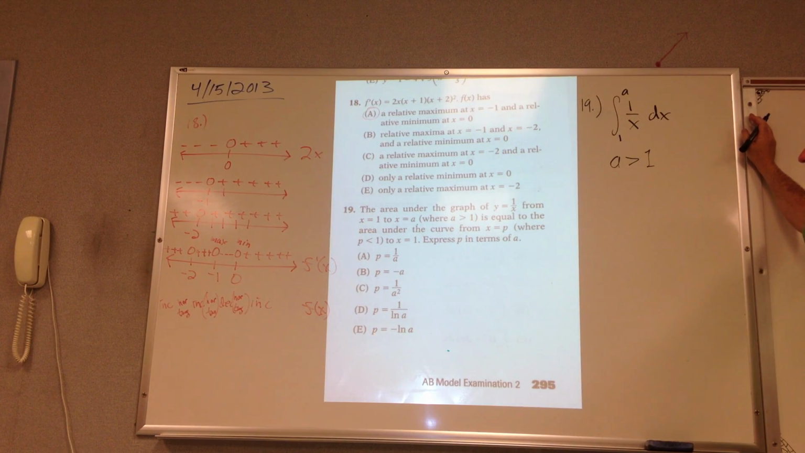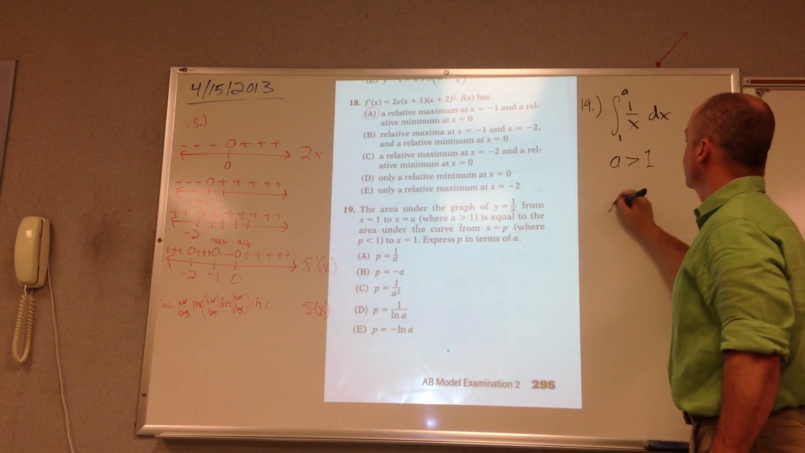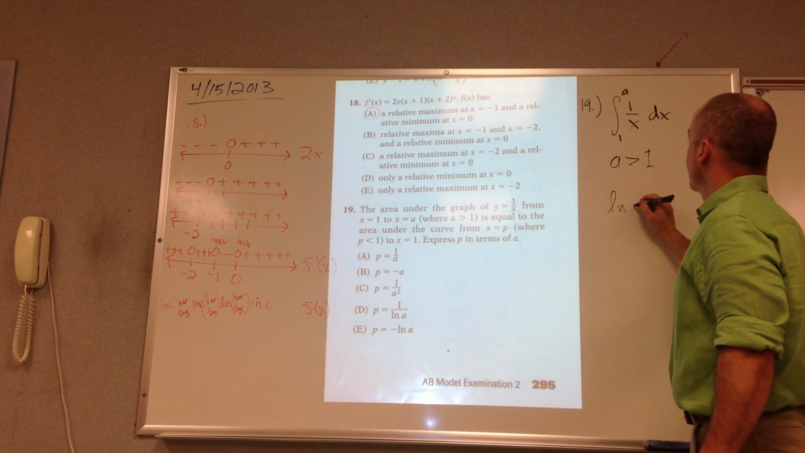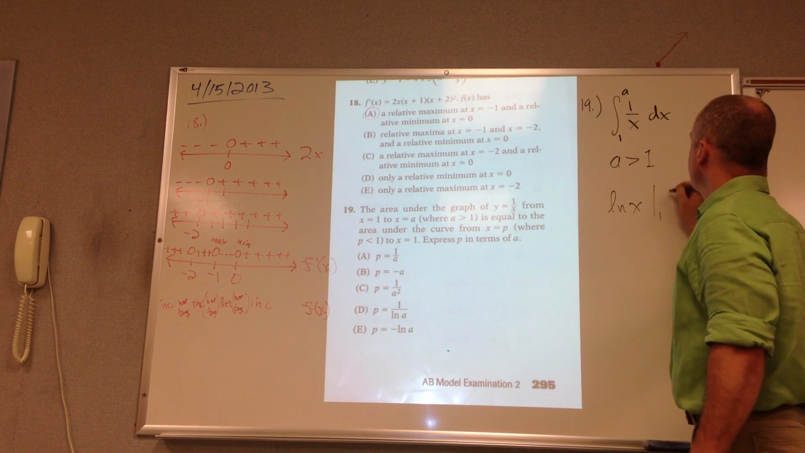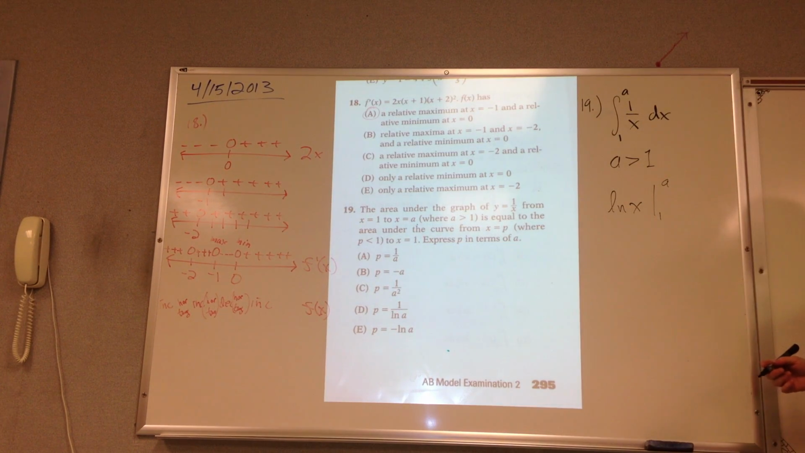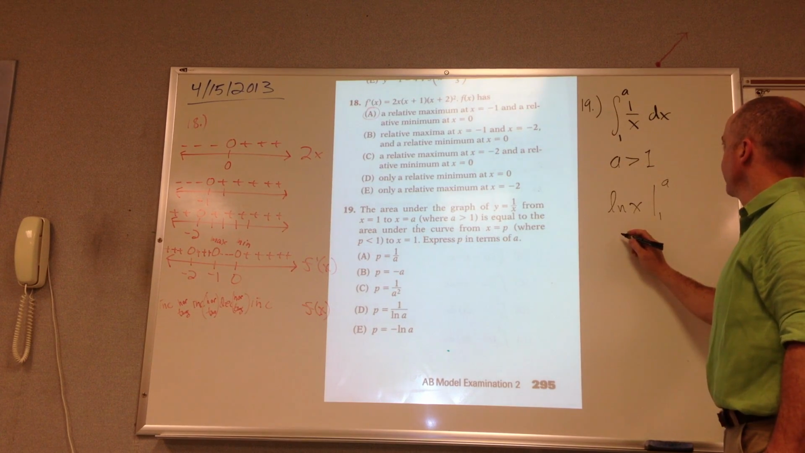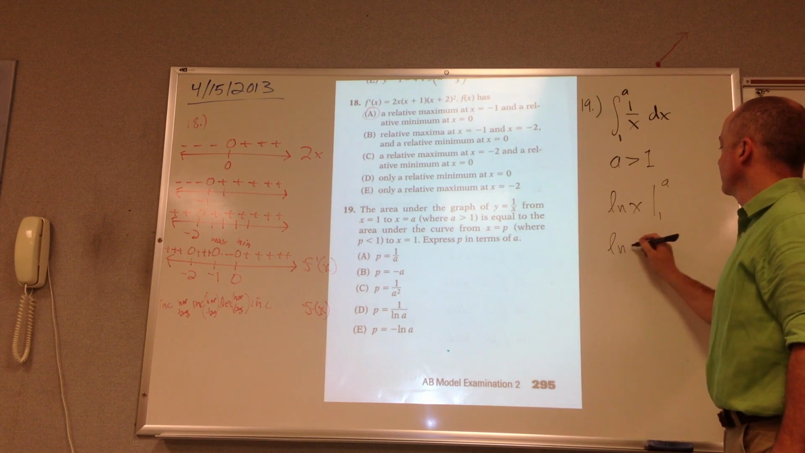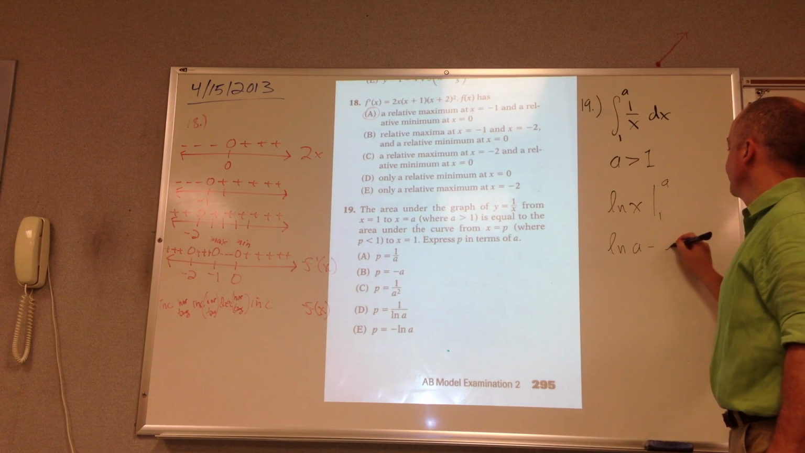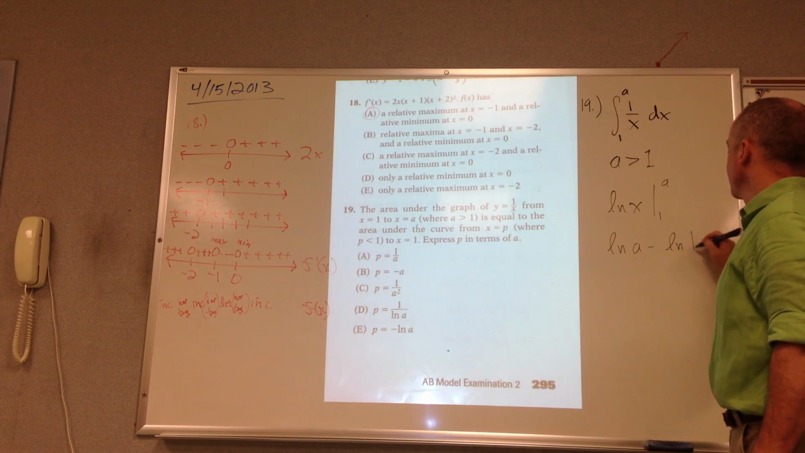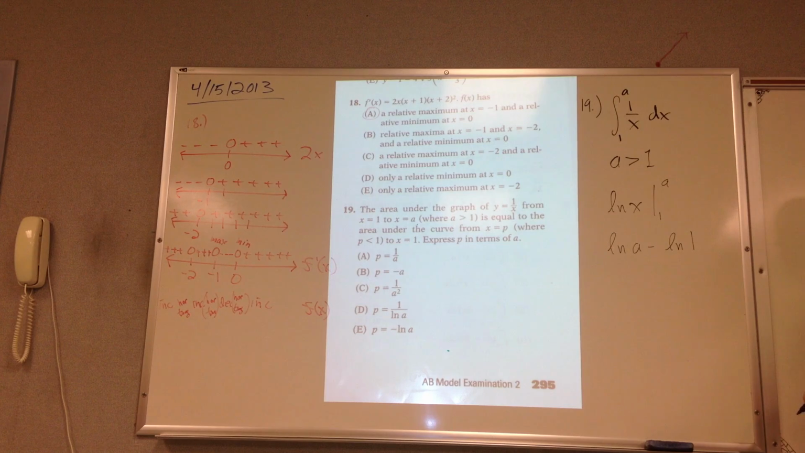So you can draw it, but what's the integral of 1 over x dx? 1 over x gives ln. So we're looking at the natural log of x from 1 to a, which is natural log of a minus natural log of 1. What's the natural log of 1? E to the what gets you 1? 0.